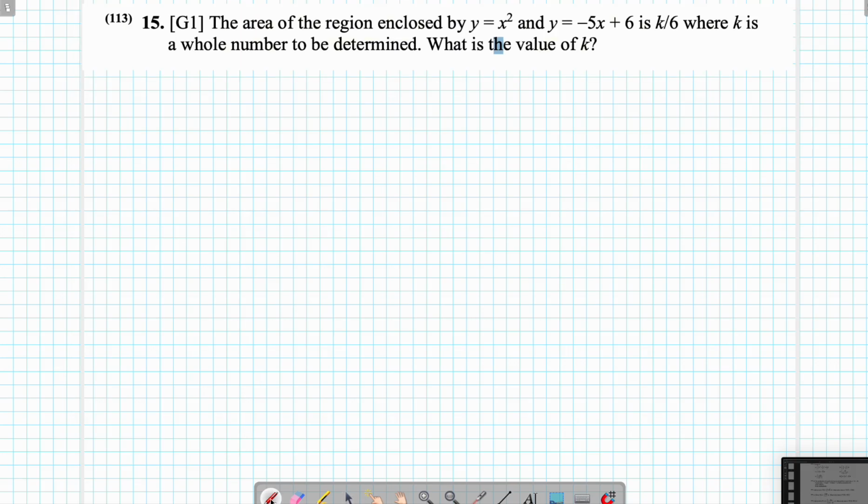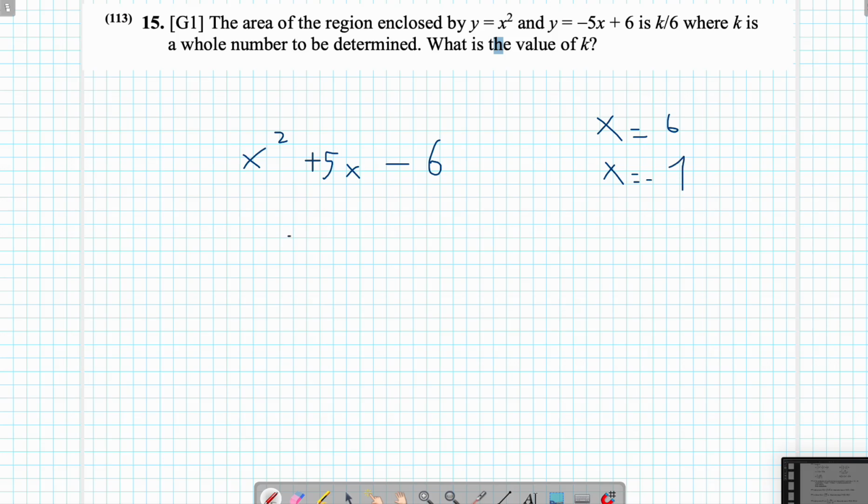So first of all, we're gonna need to find intersection points to figure out what are the limits. So x squared plus 5x minus 6. So we are going to get that the limits are x when x is 6 and x is negative 1.